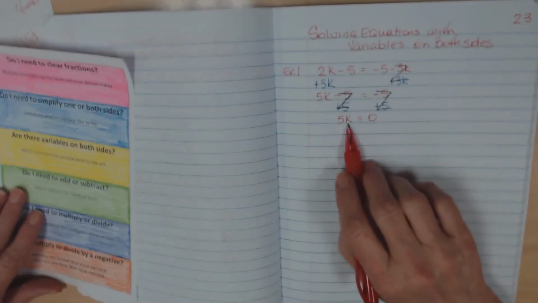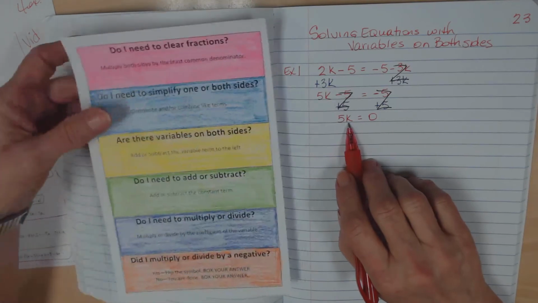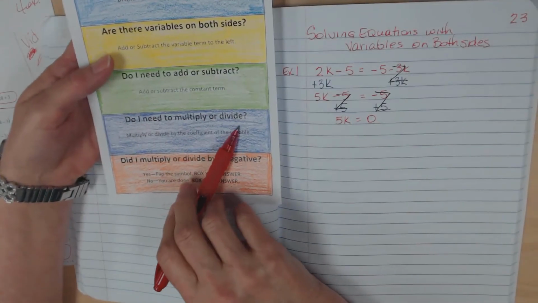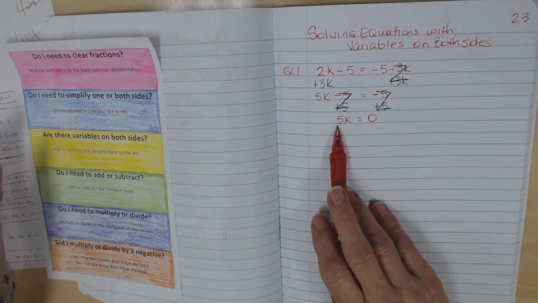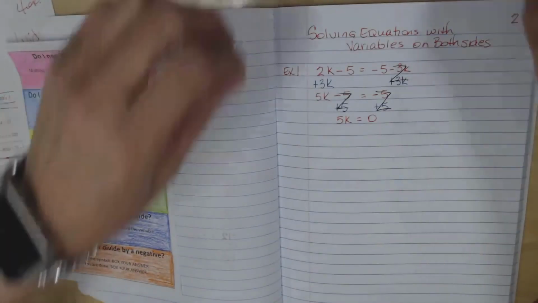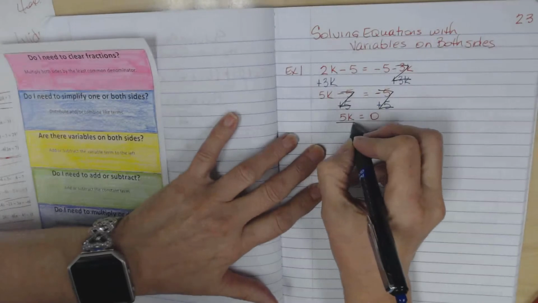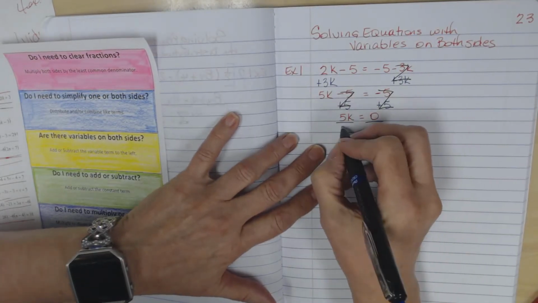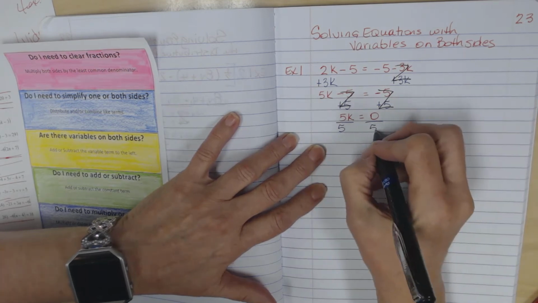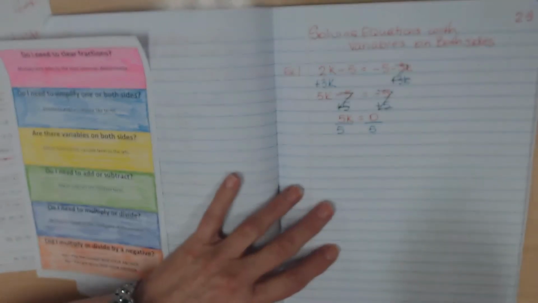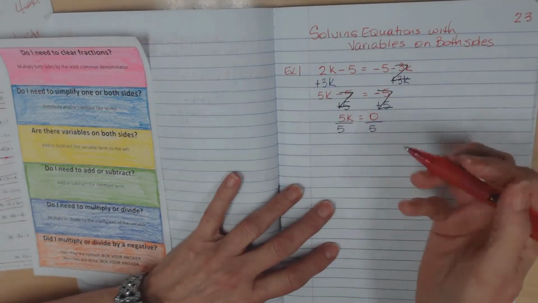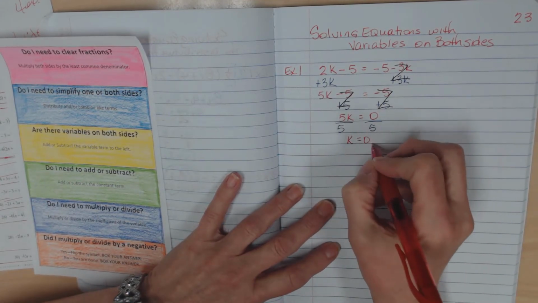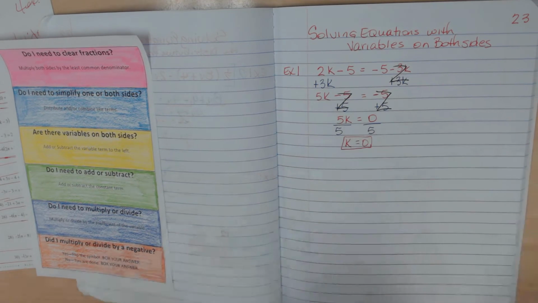We still don't have this variable k by itself, so we need to move on to the next question, which is, do I need to multiply or divide? What do I need to do to get that 5 away from that k? And what I need to do here is divide. They are multiplying, so I divide. They're multiplying by 5, so I divide by 5. So I'm going to divide both sides by 5. These will cancel out, leaving the k, and 0 divided by 5 is simply 0.